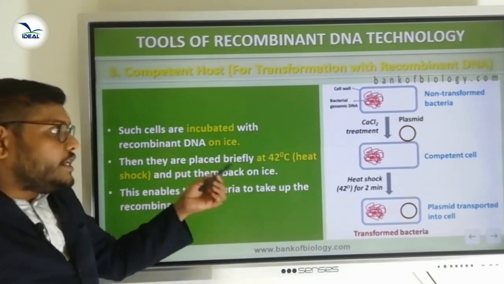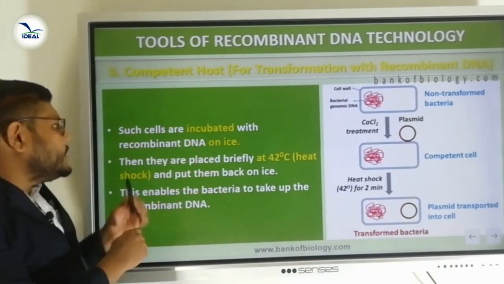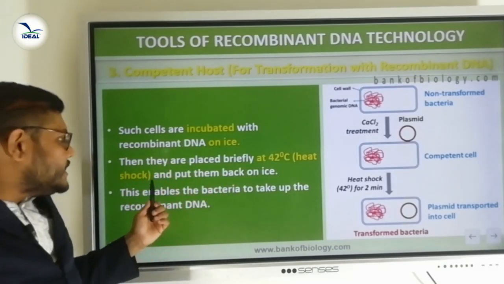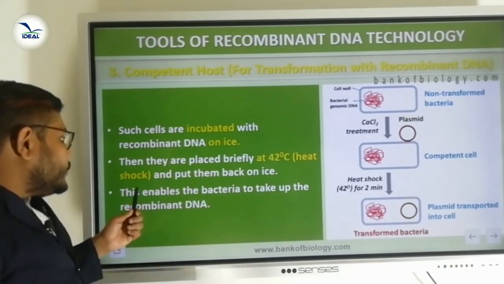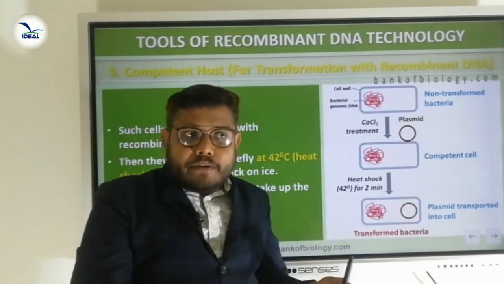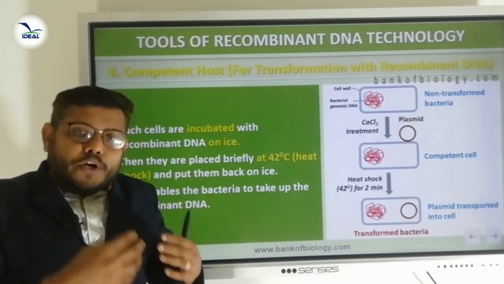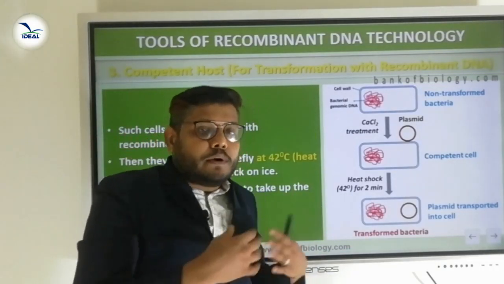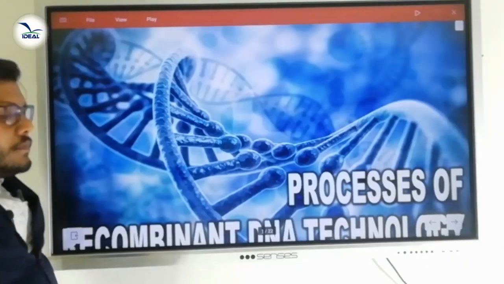That method is called the heat shock method. Such cells are incubated with the recombinant DNA on ice. Then they are placed briefly at 42 degrees Celsius and put back on ice. So this enables the bacteria to take up the recombinant DNA. This is the way we can introduce the foreign DNA into the bacterial cell. Is it clear? This one is also one kind of vectorless method.